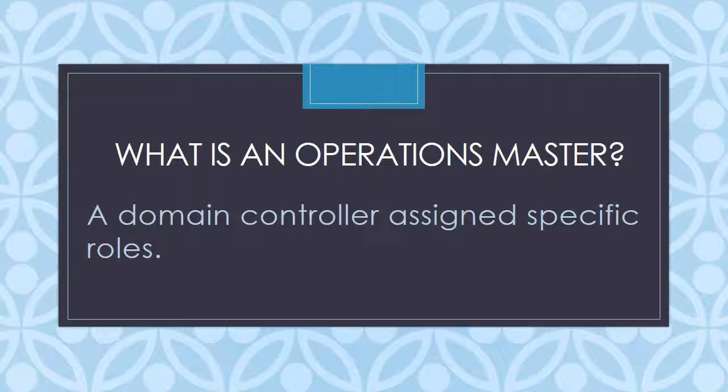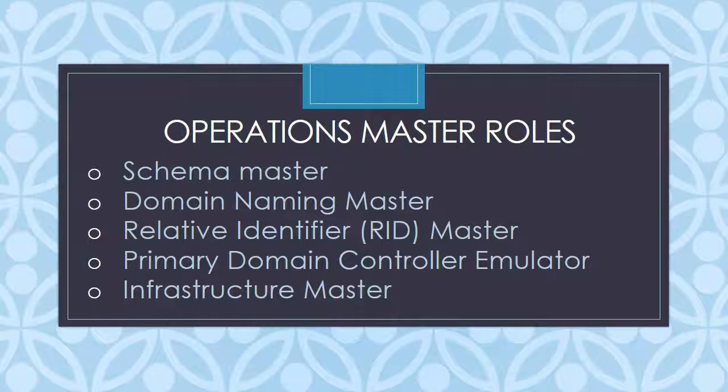Simply put, it's a domain controller assigned specific roles. There's 5 different roles that fall into this category. The 5 master roles are Schema Master, Domain Naming Master, Relative Identifier Master, RID Master, Primary Domain Controller Emulator, and Infrastructure Master. The Schema Master and Domain Naming Master are per forest roles.